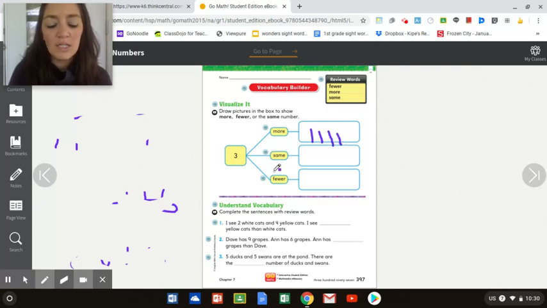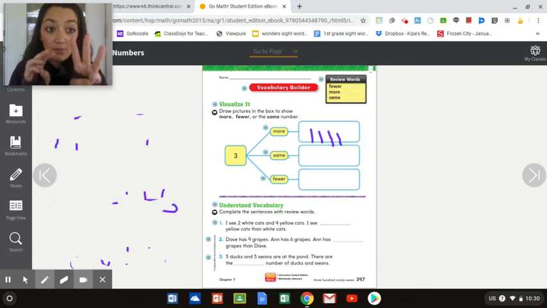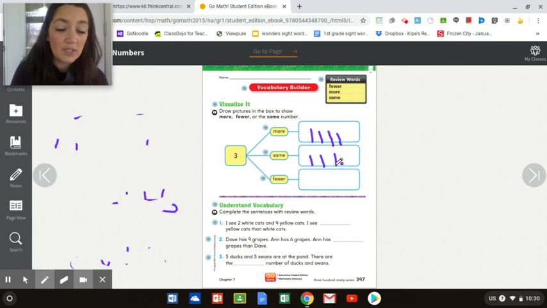Now, we need to draw a number that's the same as 3. Well, it's equal. They're the same. 3, 3, they're equal. They each have a match. So you could draw 3. And our next one is fewer. We talked about fewer means less. It's smaller. You have fewer than 3. So any number below 3, which is 2, 1, or 0. I'm going to do 1.